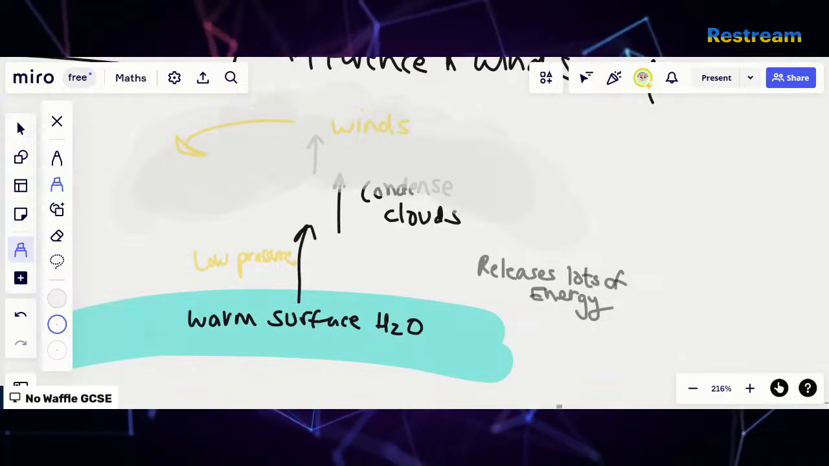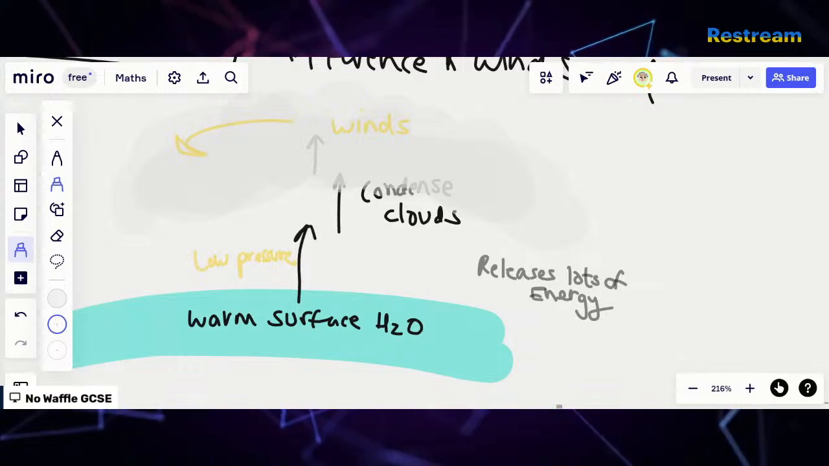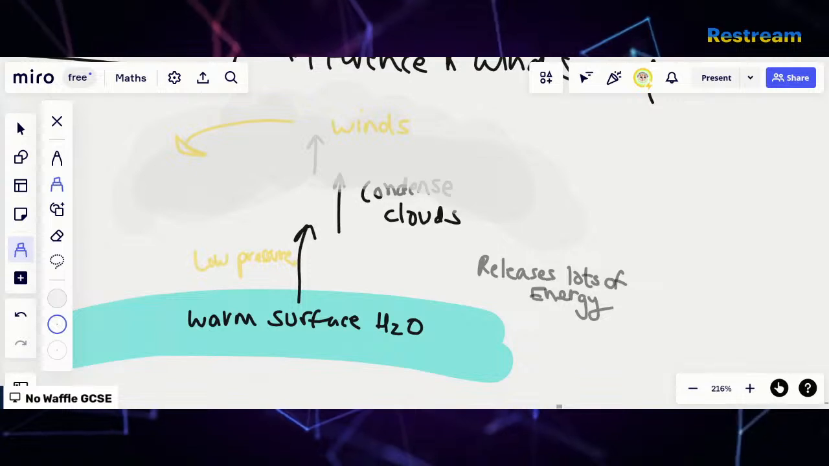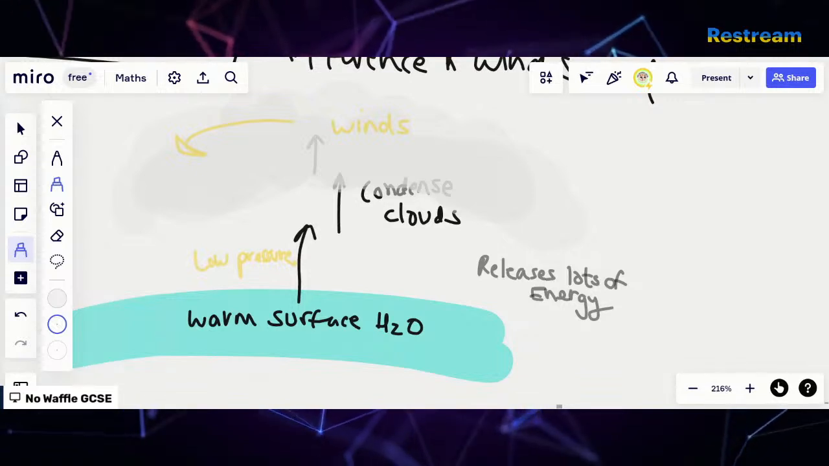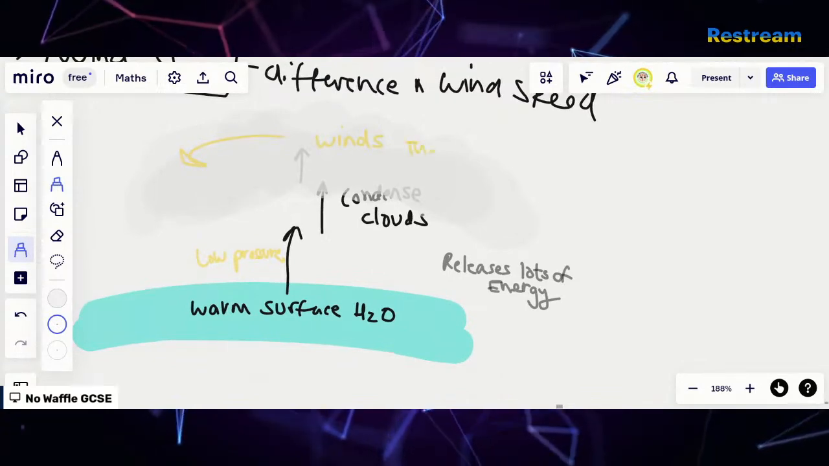Now, as there are winds at the top, this then means that the clouds and the precipitation that are being condensed then begin to spin. The storm to spin.